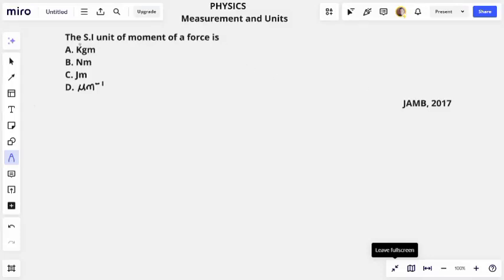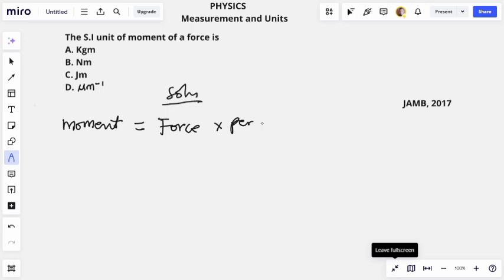2017 says the SI unit of moment of a force is... So what is the unit for the quantity moment of force? For you to know the unit, you should first be able to define the quantity. Moment of a force is defined as the product of force times what?